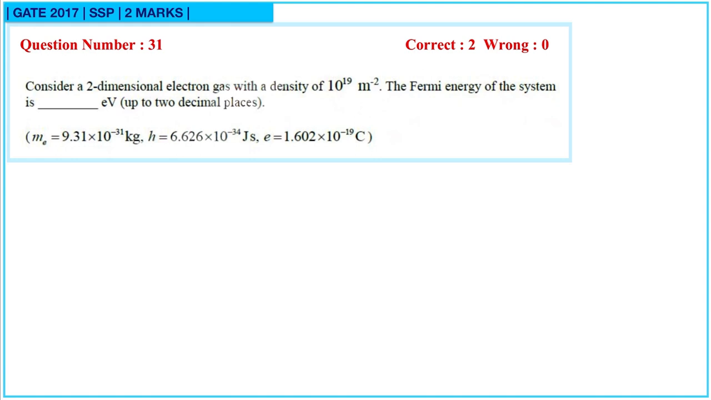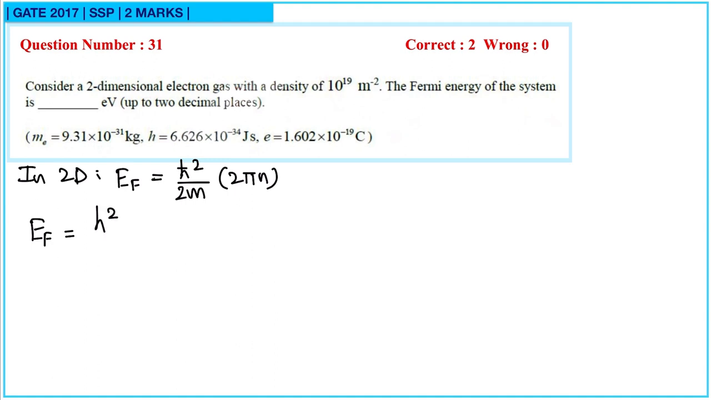Consider a two-dimensional electron gas with a density of 10 raised to 19 per meter square. The Fermi energy of the system is dash. Now in 2 dimension, EF, the Fermi energy, is equal to h cut square by twice m into 2 pi n. So this can be written as EF is equal to, h cut is h by 2 pi, so after substituting it, we will get h square. This 2 pi will cancel out, and 2 pi into 2 is 4 pi m.